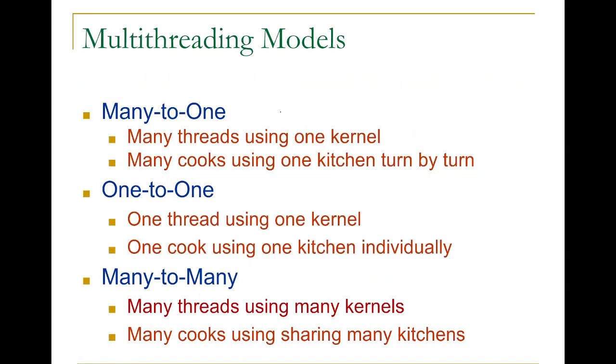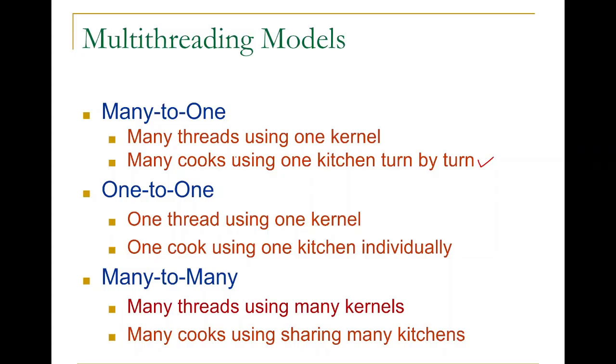Let's look at the multi-threading models that are available. We have the many-to-one multi-threading model, where many threads use one kernel. This is similar to many cooks using one kitchen turn by turn. Every cook has to go in, cook his own meal and finish, get out of the kitchen, and then the next one goes in, and they keep going in turns until they finish cooking. That's why you have many threads using only one kernel. Only one person can have administrative right at a time.